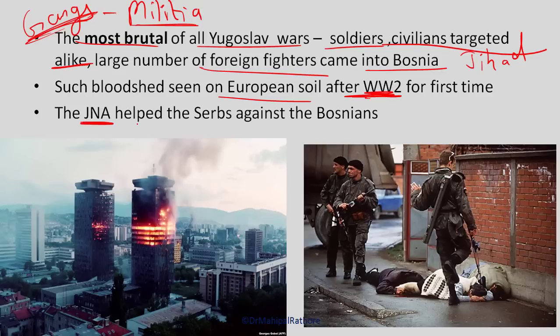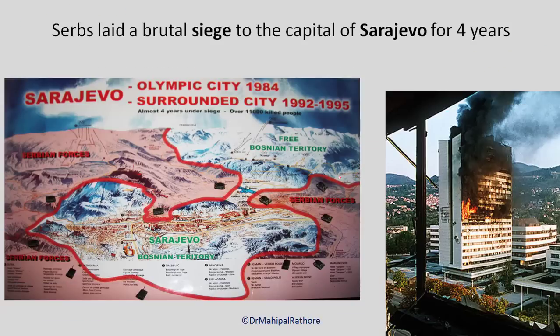The JNA, that is the National Army, helped the Serbs here also against the Bosnians. So everywhere they will help the Serbs, because the army is mostly comprised of Serbian officers. They helped the Croatian Serbs, and now they help the Bosnian Serbs. So you can see this is a building burning here, and this soldier is kicking civilians who are prostrating in front of him. They have no weapons, nothing, but still he is going to kick them. So these are all militias and gangs that had formed, and that is why this war became very brutal.